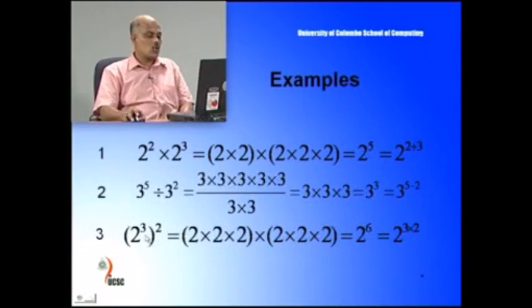And 2 to the power 3, all to the power 2, by the definition of indices, is equal to the product of 2 to the power 3 with itself 2 times. So, each term is expanded like this, the product of 2 with itself 3 times, which simplifies to 2 to the power 6, and it is verified that it is equal to the product of these two indices.